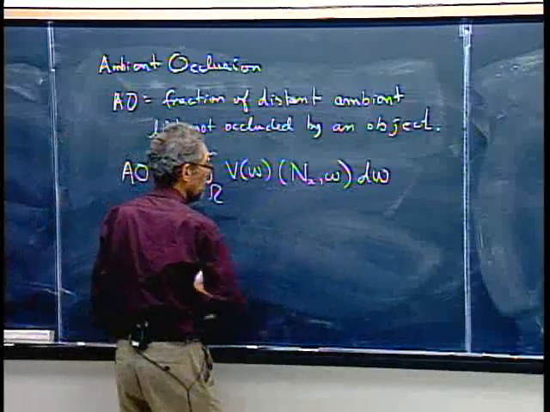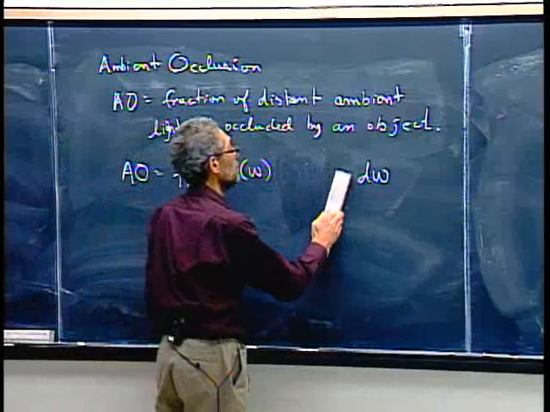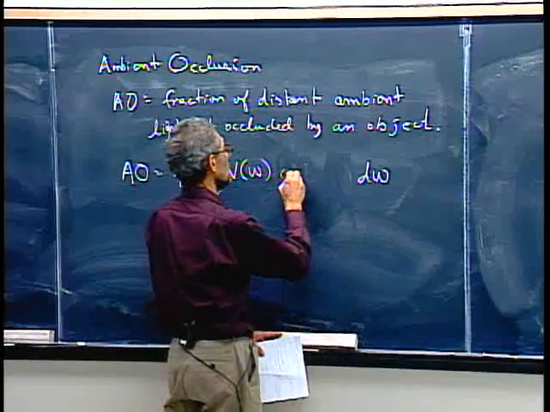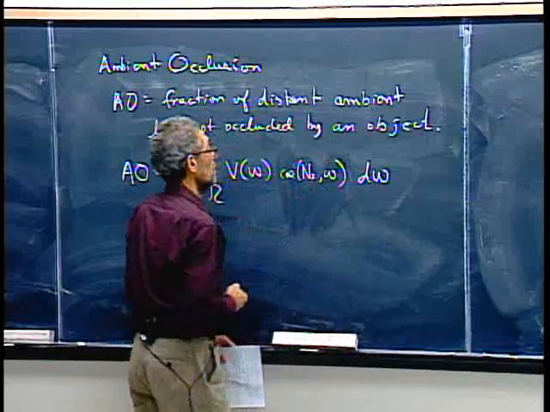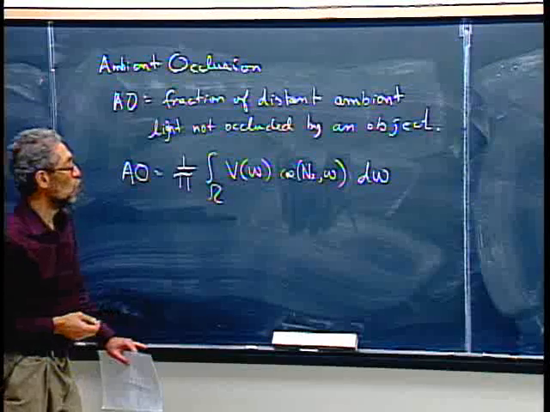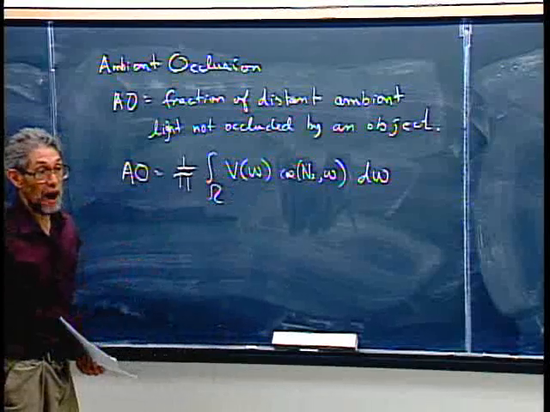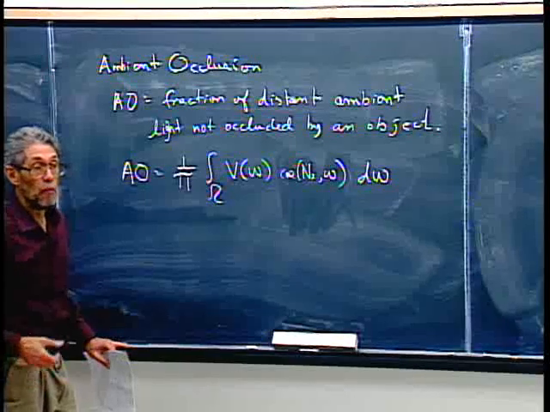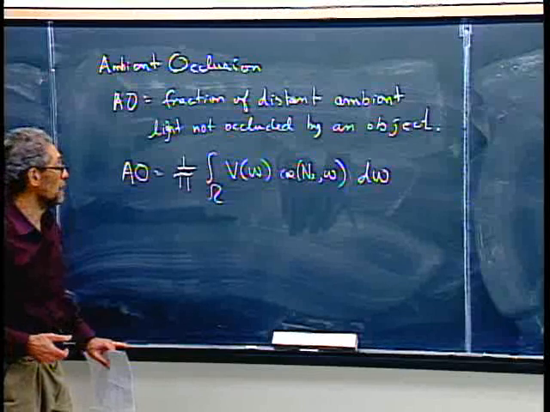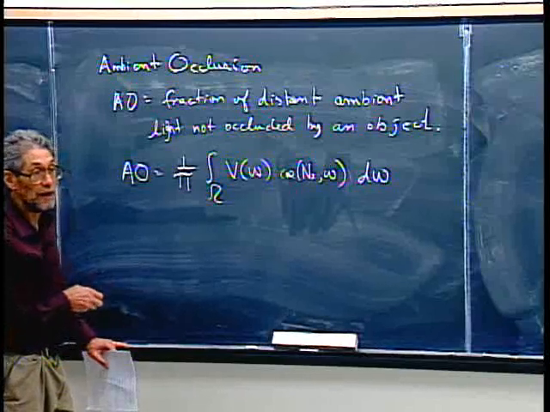I should have put cosine, or I should have just put dot. Let me follow the book by saying cosine at the point in question. Right, so it's a cosine-weighted average visibility of some sort of distant environment, representing ambient light coming in from all directions. So if you multiply that ambient light by this factor, you'll get the unoccluded light, and you can use that in shading.